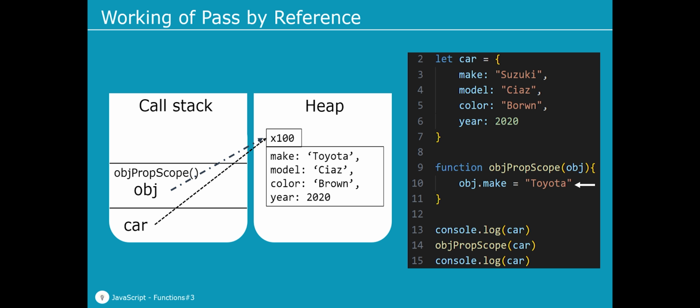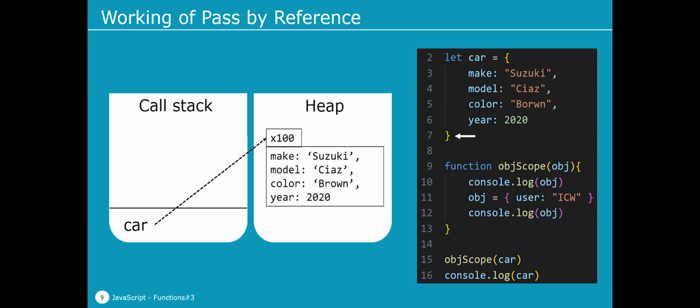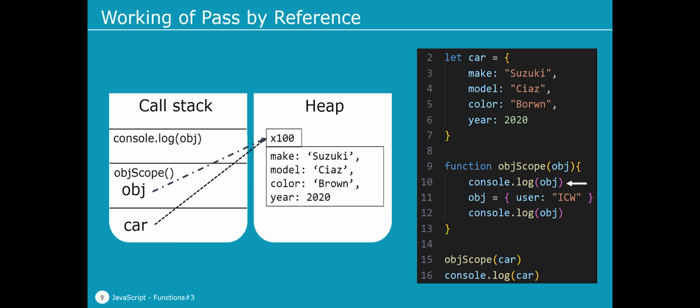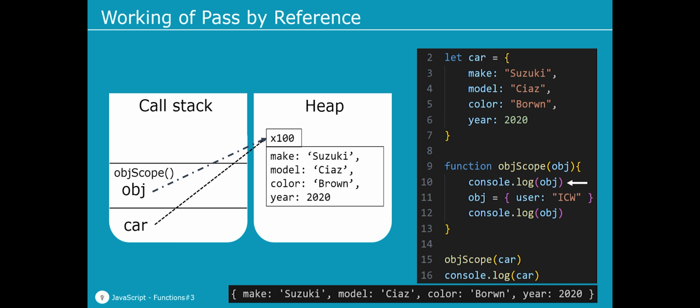So when we change an object's property in the function, we change the make of a car from Suzuki to Toyota. This change is also reflected in the original object. The console.log statement after the function call will show an updated car object. In the second code snippet, we again create a user-defined car object and pass this object as a parameter to the function objScope. Now the first statement of the function objScope displays the user-defined object it refers to. In this case, it's the car object.